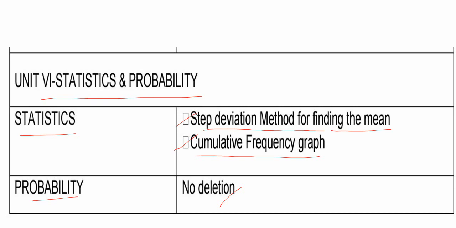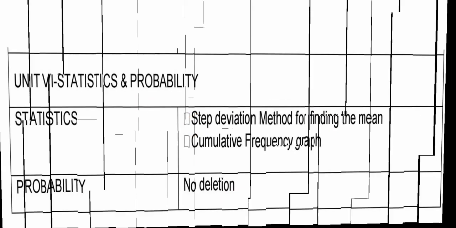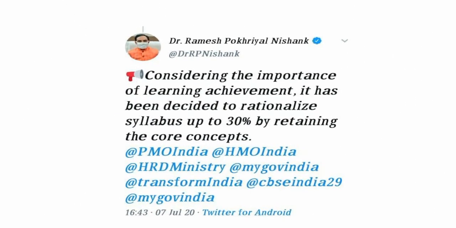So I hope you noted down all the points, and you can see the recent message by our educational minister. What is the message here? Considering the importance of learning achievement, it has been decided to rationalize the syllabus up to 30% by retaining the core concepts. Keeping core concepts the same, 30% of the portion was reduced or deleted for the year 2020 to 2021. These are the topics deleted in class 9 and class 10.